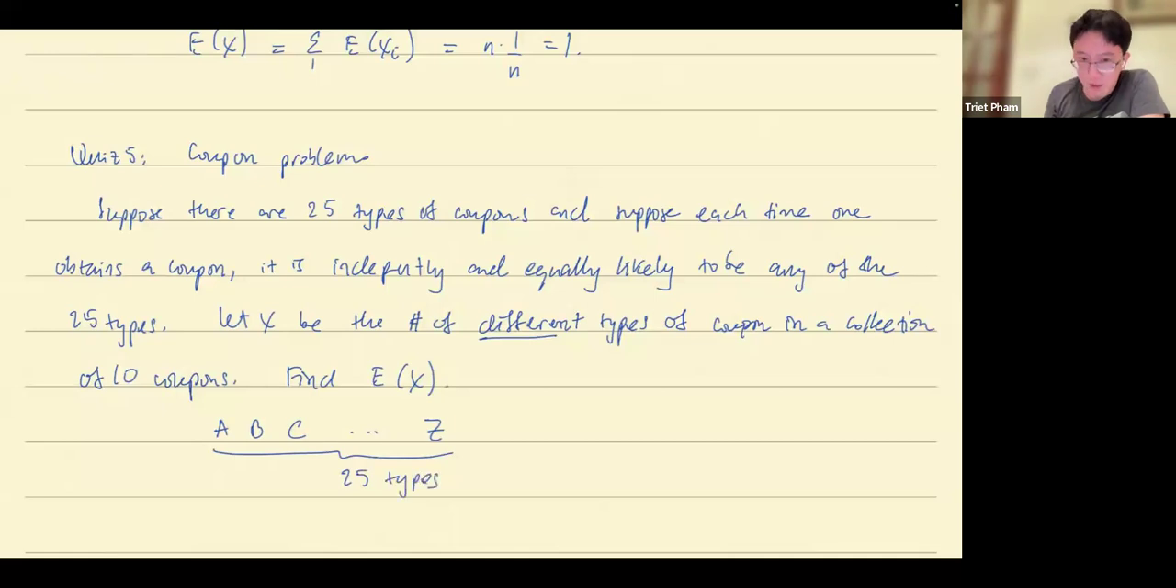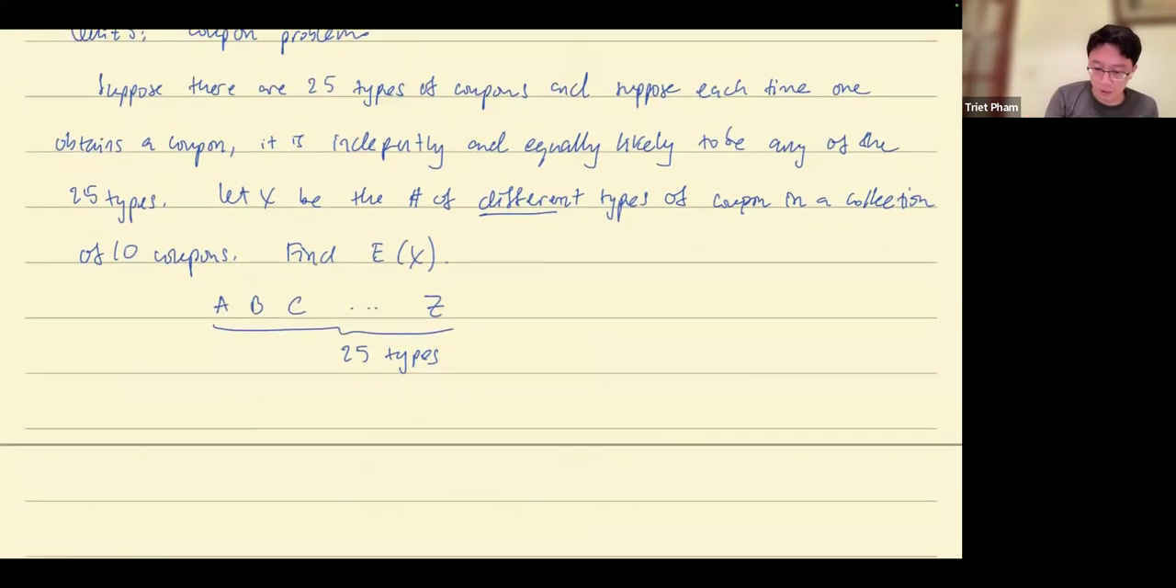But, you know, let's pretend. So just to demonstrate the problem, right? So each time you open up a coupon, then it can be any of these letters. That's all it's saying, right?